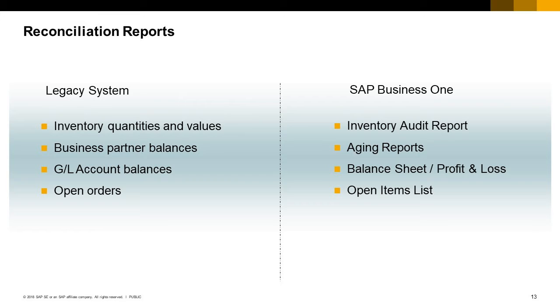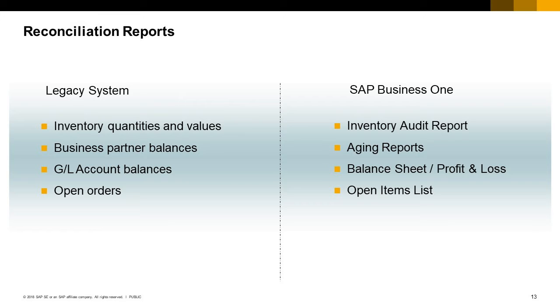Match the item quantities in SAP Business One with the quantities in the legacy system. To reconcile business partner balances, run the customer receivables and vendor liabilities aging reports with a posting date range until the start of the current fiscal year. Make sure the business partner opening balances in SAP Business One align with the legacy system.